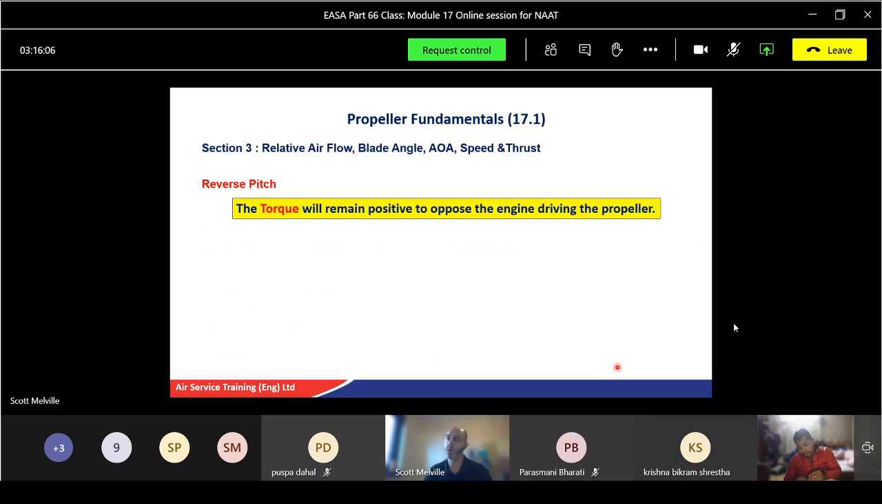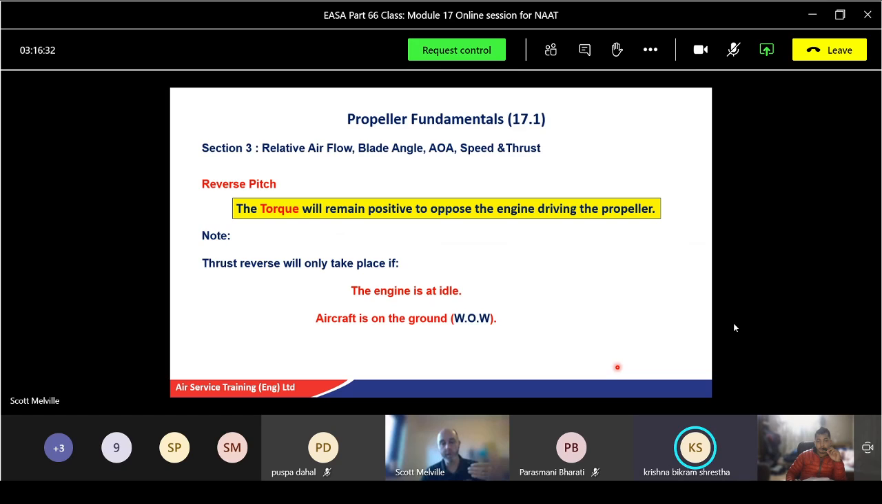In reverse pitch, the torque will remain positive to oppose the engine driving the propeller. Thrust reverse will only take place if you have your engine at idle. So you've landed, bring your throttle back to idle because you physically can't select it at any other point. Once it's idle and the aircraft's on the ground, WOW.